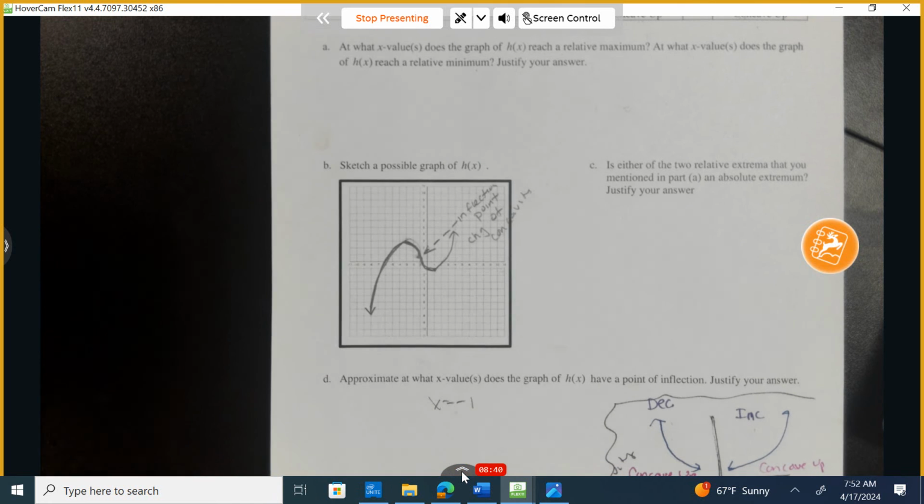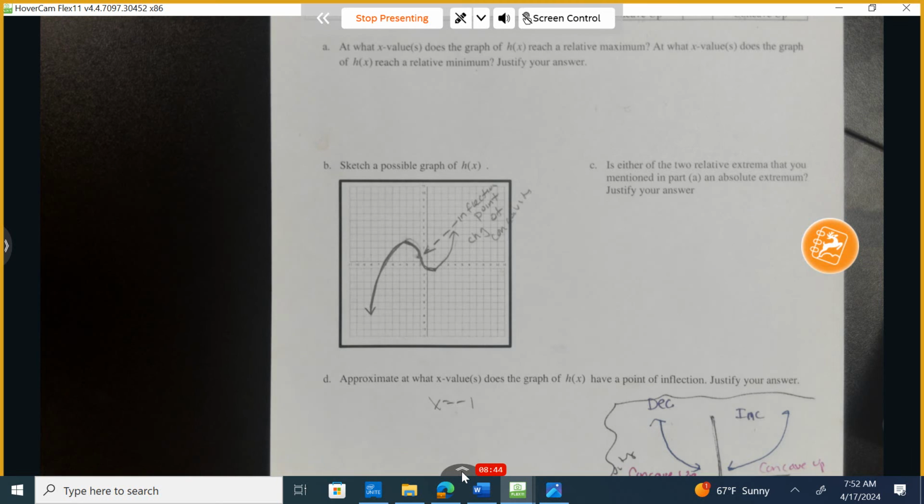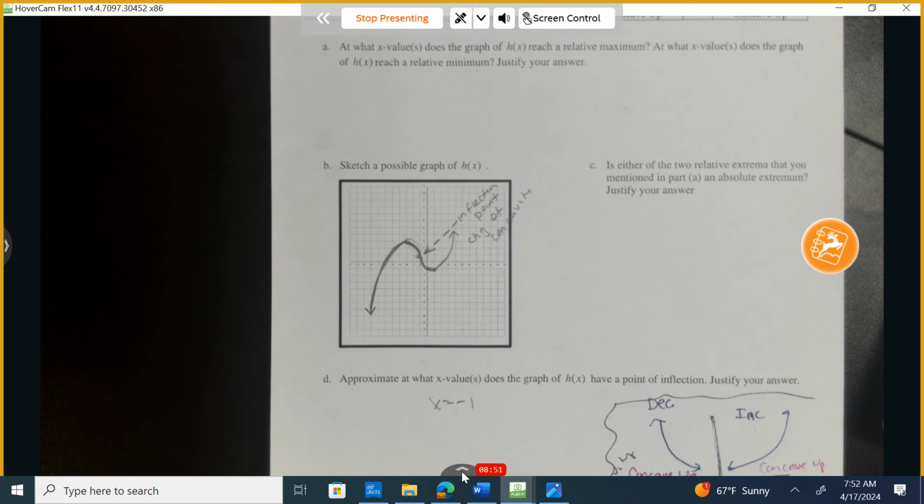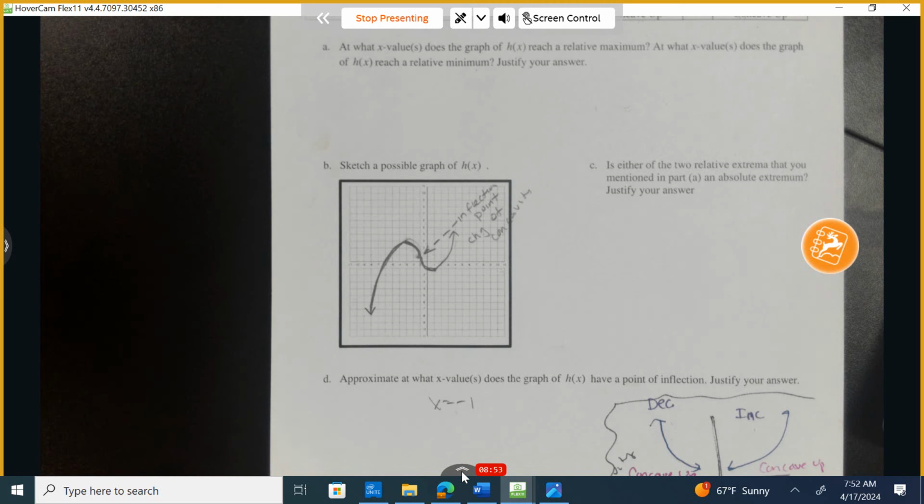And how do I justify that? The concavity changes. It went from decreasing concave down to decreasing concave up. Those are the words you need for part D. How do I know that's the inflection point? When x equals -1, it changes from decreasing concave down to decreasing concave up.